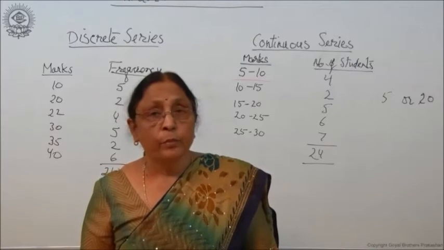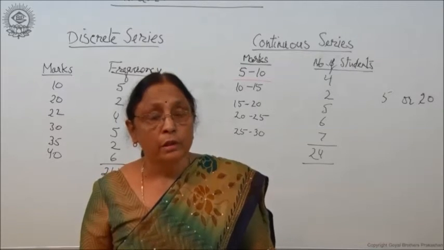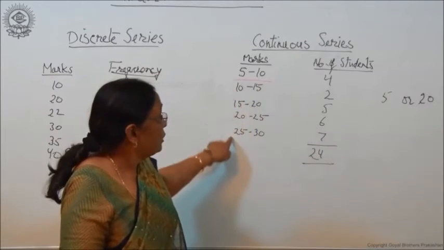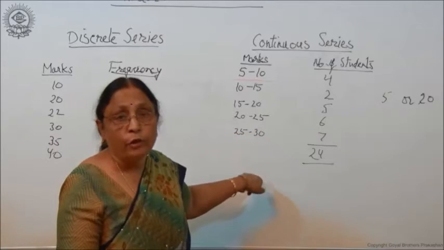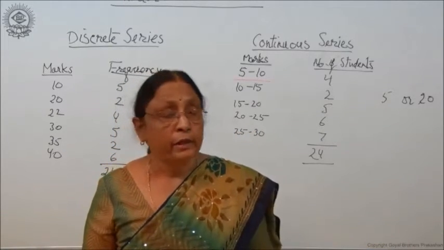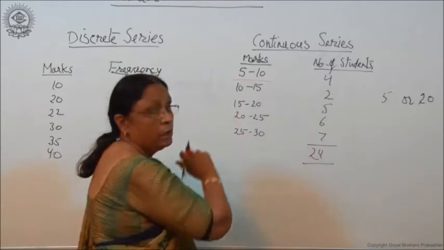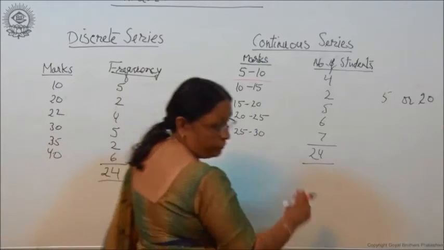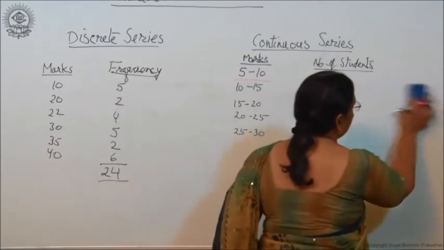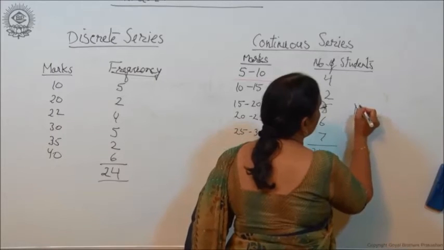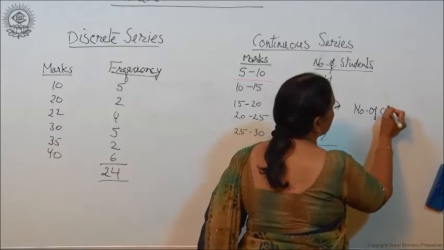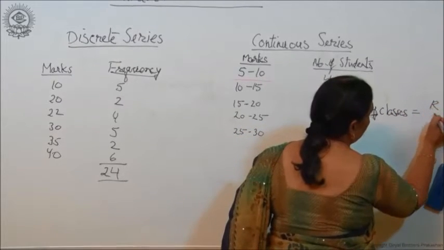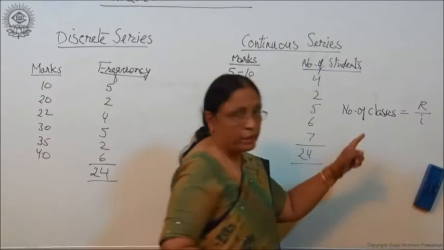Now you must be thinking that suppose there are 1,000 children, or data regarding 1,000 people you are collecting. Now how to give the data in 5 class intervals or 20? For that you have to decide what class interval you are taking, or how many classes you will decide on the basis of this thing: number of classes are R upon I. Now what is R here?